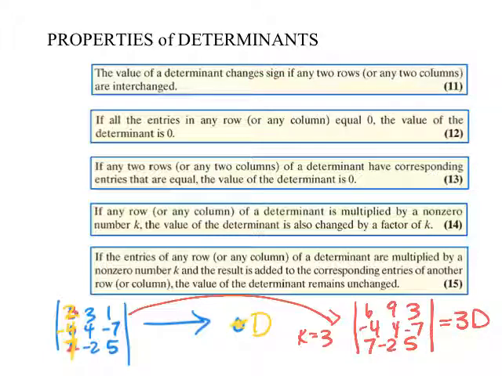All right, last property. If the entries of any row or column of a determinant are multiplied by some value k, and the result is added to the corresponding entries of another row or column, the value of the determinant remains unchanged. So if you do this where we take that first row and we multiplied it by k, but then we added that to another row, then we would find the determinant does not get multiplied by the 3. And that is another good one to test. You can also look at your book to see how that works.